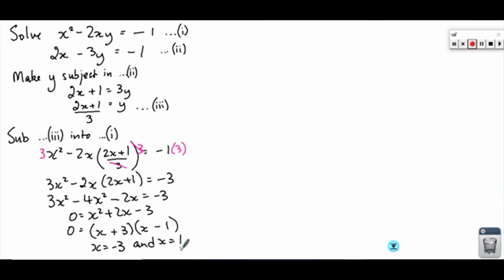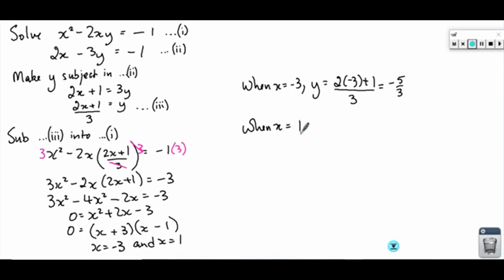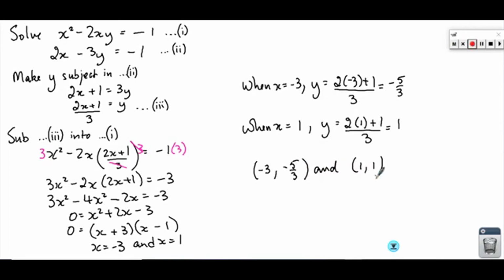Now we need the values of y. So when x is minus 3, we're going to use equation number 3. y is equal to (2 times minus 3 plus 1) on 3. That's minus 6 plus 1, minus 5 on 3. That's our first answer. And when x is 1, y is (2 times 1 plus 1) on 3, and that gives 1. So those are our two answers. So we have (minus 3, minus 5 on 3), and the other solution (1, 1). As we have seen in all these examples, we always had 2 points of intersection between the two equations.